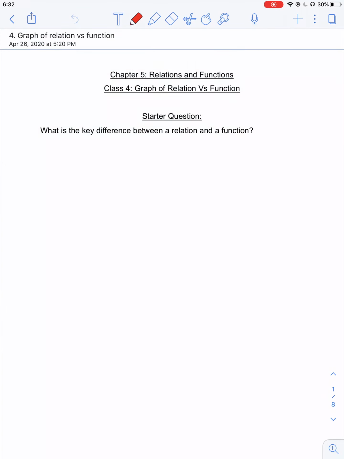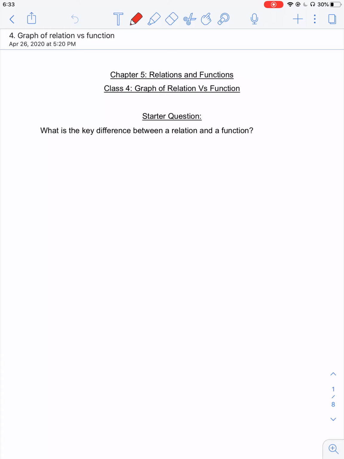So my question to you is, what is the key difference between a relation and a function? What is the key difference? Think about that, or maybe draw something out, give me an example. Just do something. Hopefully that will answer this question. So I'm going to proceed. You can pause and think about it.